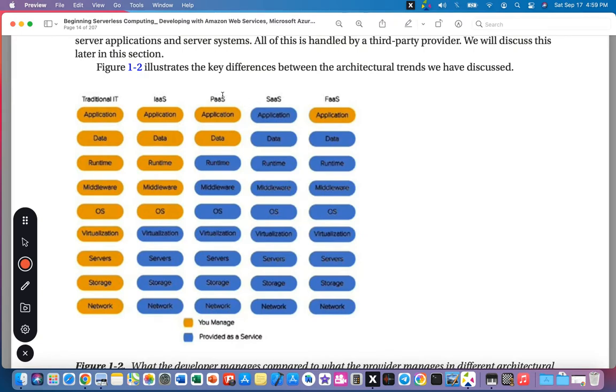And we have the platform as a service, similar to the infrastructure as a service, but the operating system, the middleware, and the runtime, like the development environment, are also provided as a service. The software as a service, everything is provided for a specific application. So all these are provided. The function as a service, everything is provided except the application, right? And this is the cloud computing, the right-hand one, all right?